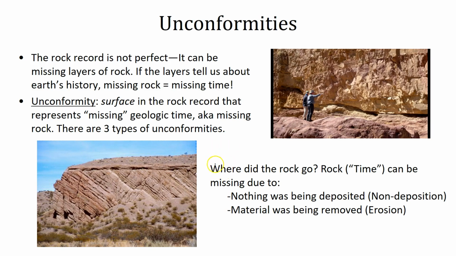Now, there are three types of unconformity. We're going to talk about them individually over the next slide, but at this point you might be wondering, where did the rock go? If we're missing time, where did it go? So we really have two options here. The most common one is that there was simply nothing being deposited. So this is termed as non-deposition. Sometimes we just don't have any silt or sand or sediment to make a new rock out of, so there's just no new rock being created. Something else that we commonly see is that sometimes the rock is missing because it's been actively removed. It's been eroded and ground away and erased from the rock record. So the rock existed, but then was removed.